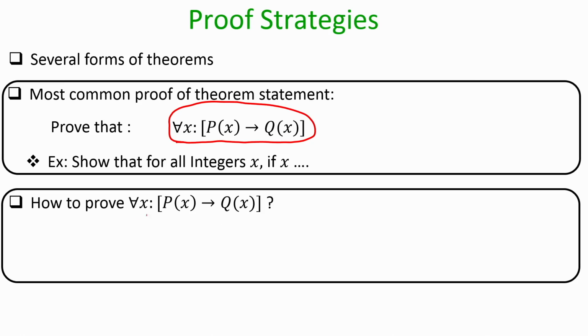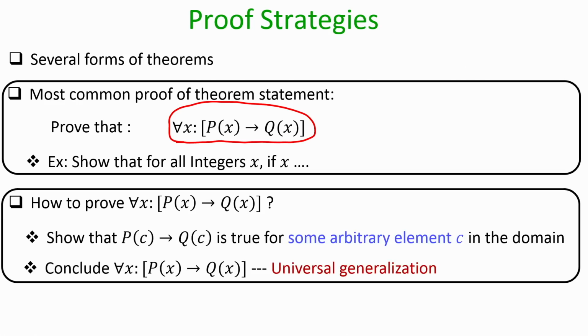We can't take each and every x value in the domain and check whether p of x implies q of x is true or not if my domain is infinitely large. And that is why in the last lecture we saw that you can apply universal generalization to prove a universally quantified statement, namely you can pick some arbitrary element c from the domain, where you do not know anything about c, it is just some arbitrary element, and you show that the implication p of c implies q of c is true. Then, based on universal generalization, you can conclude that this universally quantified implication is also true.